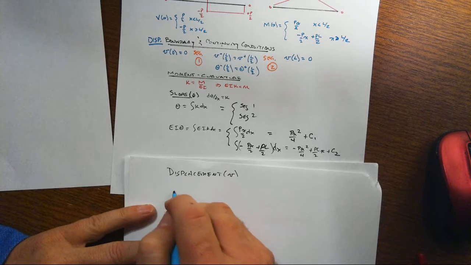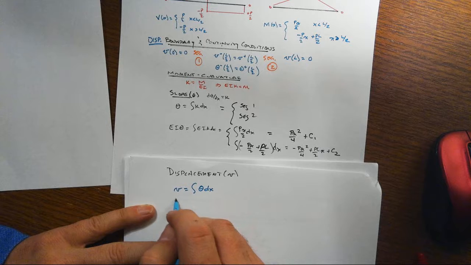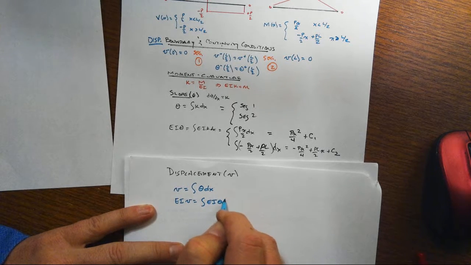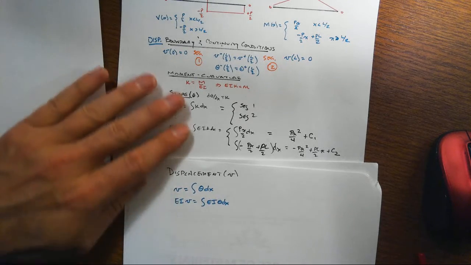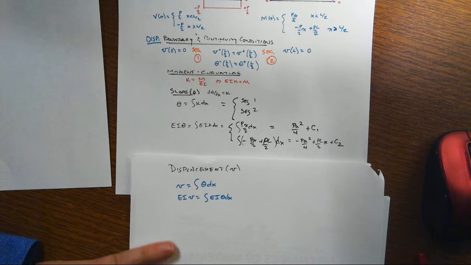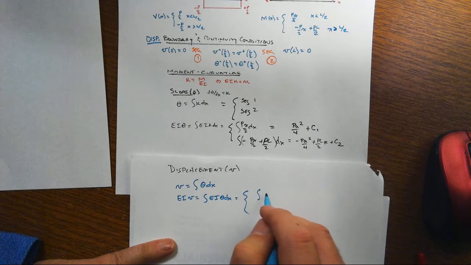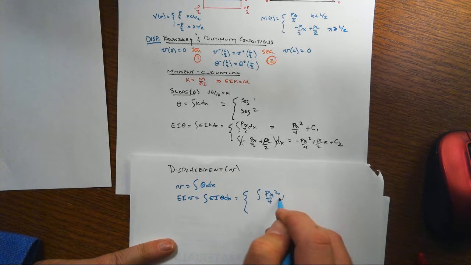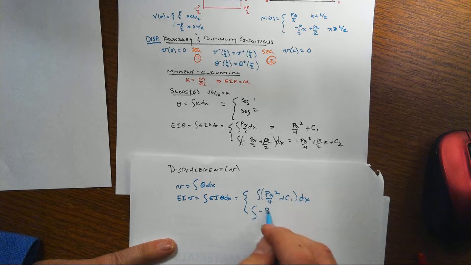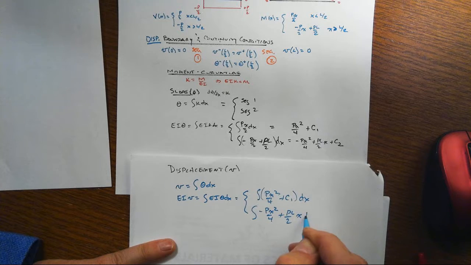Our v is going to be the integral of theta dx. Right now we can make that a little bit easier if we multiply by a constant. We did that in our previous step, and that was how we got these sets of expressions here. They do have to get dealt with separately. The integral of px squared over 4 plus c1 dx, and the integral of minus px squared over 4 plus pl over 2 times x plus c2.